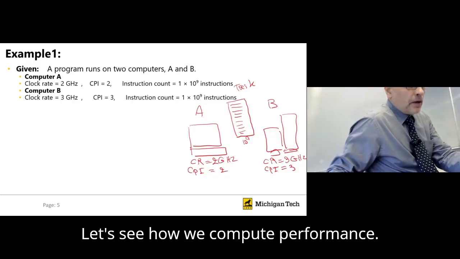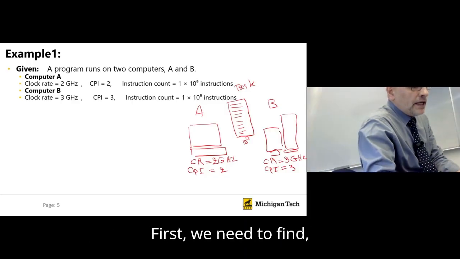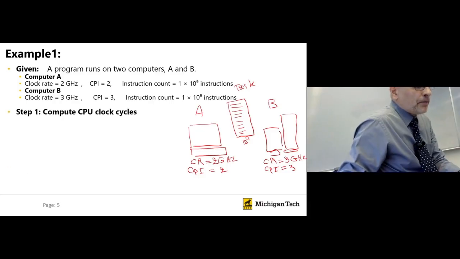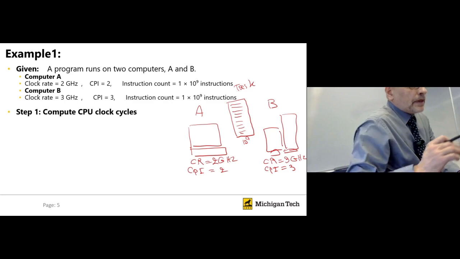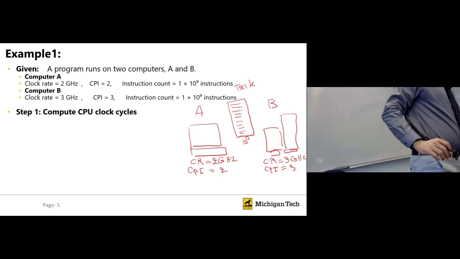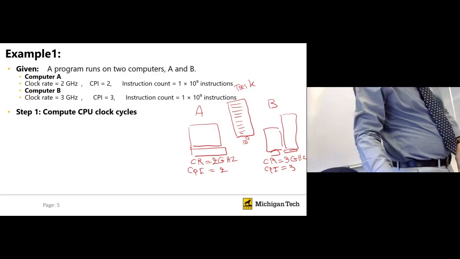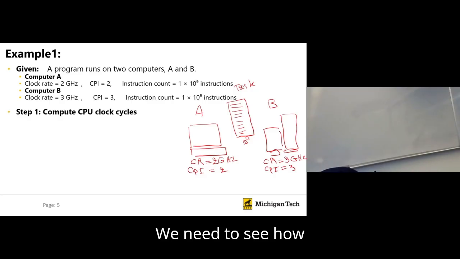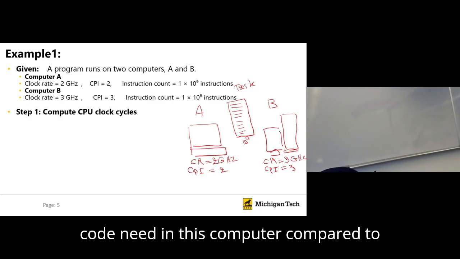Let's see how we compute performance. First, we need to find the CPU cycles. We need to see how many cycles this code needs in this computer compared to this computer.